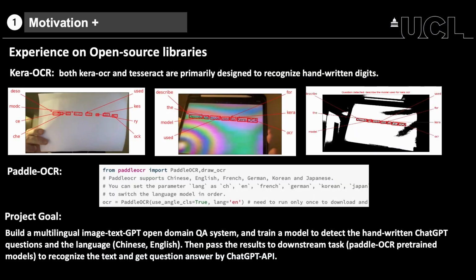There are some issues found by running OCR open source libraries, for example Keras OCR, where the model can't recognize handwriting text and is trained on English only. On the other hand, Paddle OCR allows you to detect handwriting text, and you can pass the language parameter to load the corresponding models. So the project goal is to train a model to detect the handwriting questions and the language, then use the Paddle OCR pre-trained model and the ChatGPT API to get an answer.